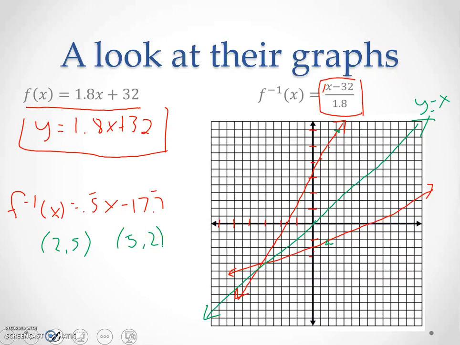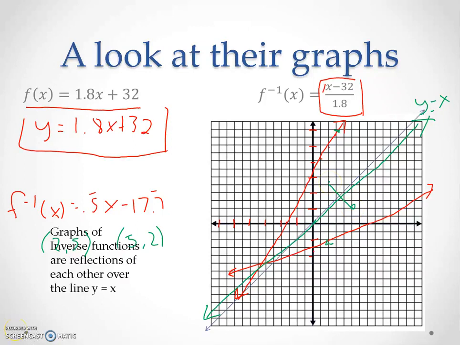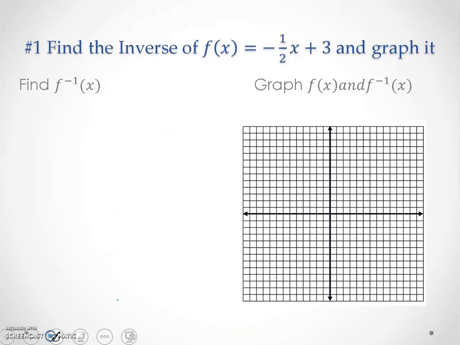And if we take the point, this is not on the graph, but let's just go back and say these are counting by ones. If I go over 2 and up 1, 2, 3, 4, 5, I'm right here. But the point 5, 2, 1, 2, 3, 4, 5, and up 2 is right here. And you could see that these 2 points are reflections over each other over this line. And that's how the graphs of inverses will always look. In other words, graphs of inverse functions are always reflections over the line y equals x. Let's go ahead and move on.